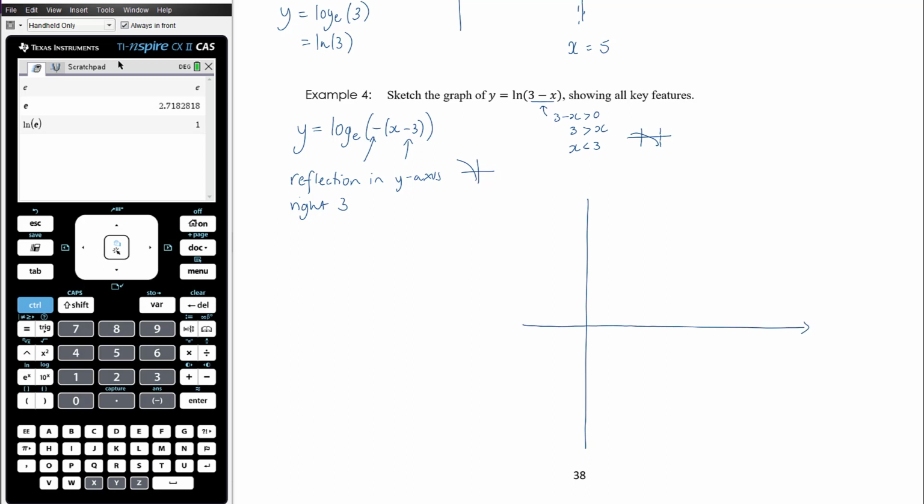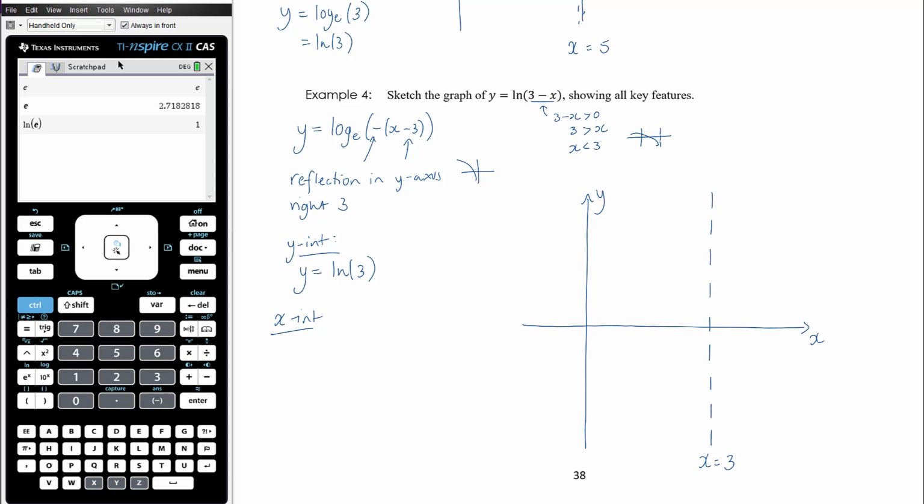We're going to have an asymptote at x equals 3. We're going to go this way, so we're going to be crossing both the x and the y axes. So y-intercept is when x equals 0, so that's just going to be log e of 3. Remembering log base e is close to log base 3, and log base 3 of 3 is 1, so it's going to be not too far away from 1, that value, ln of 3.